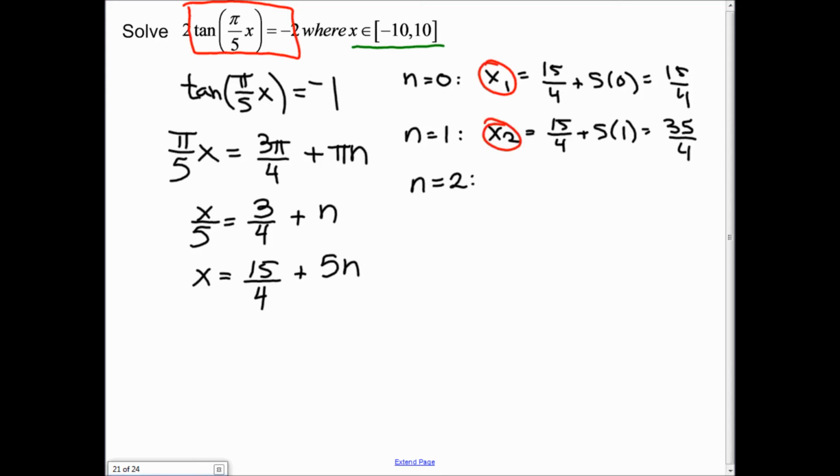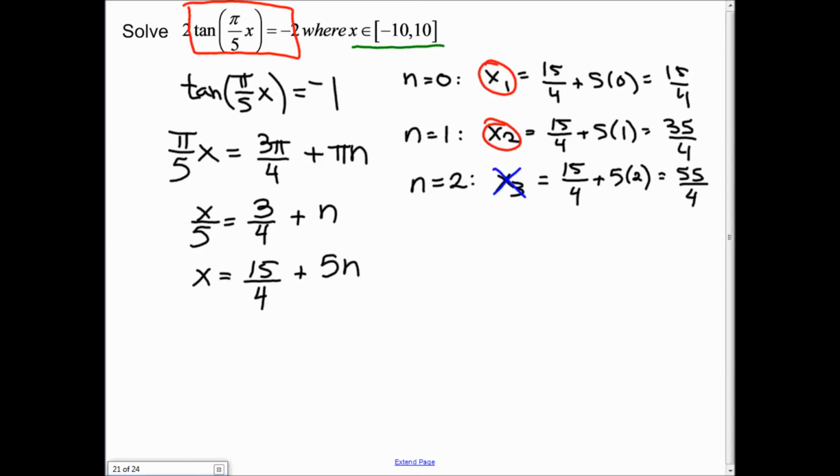If we take a look at n is equal to 2, this is going to give us our third value for x, and that's going to be 15 over 4 plus 5 times 2, so 15 over 4 plus 40 over 4 is going to give us 55 over 4, and that falls outside of the range of -10 to 10, and so this value is not acceptable.